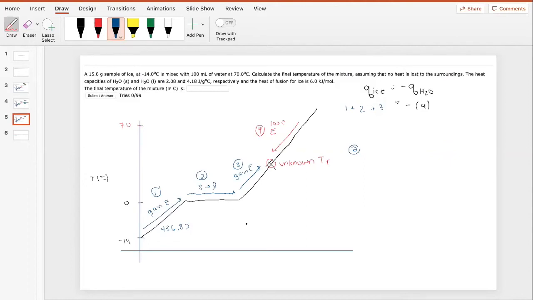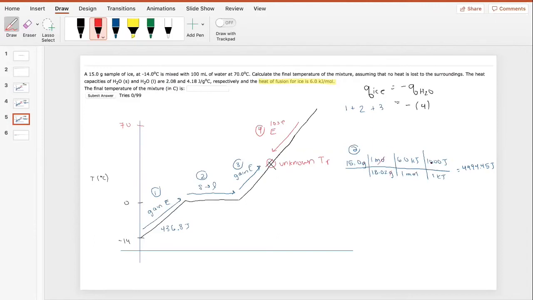The next step, step 2, is a phase change, and that's indicated by the fact that it's just a straight horizontal line. We know this phase change is from solid to liquid, so it's melting, and we have to use this value here, the heat of fusion, in order to determine how much energy is required for this phase change to occur. We see that this is a per mole value, so we start with the number of grams of our ice. We convert that to moles using the molar mass of water.